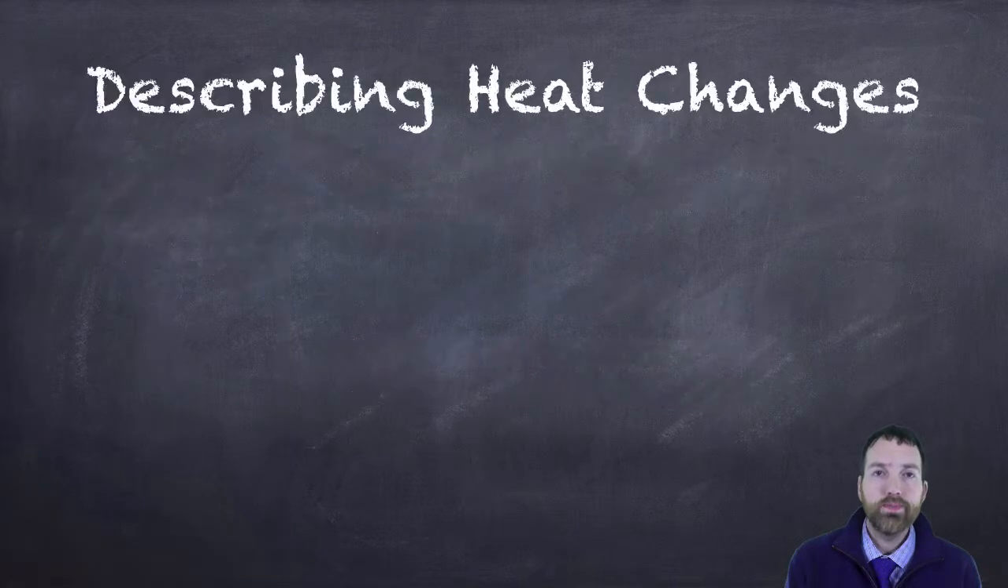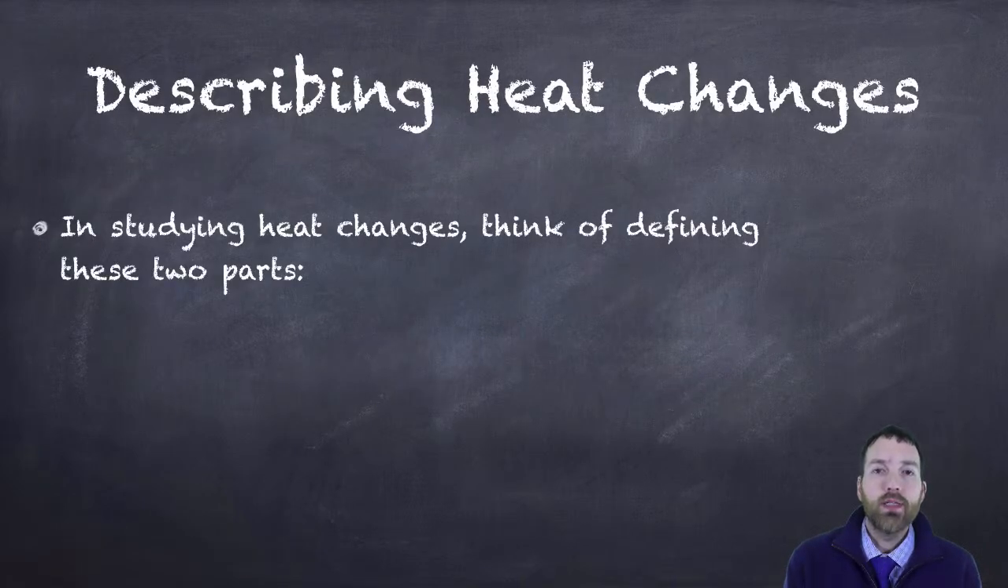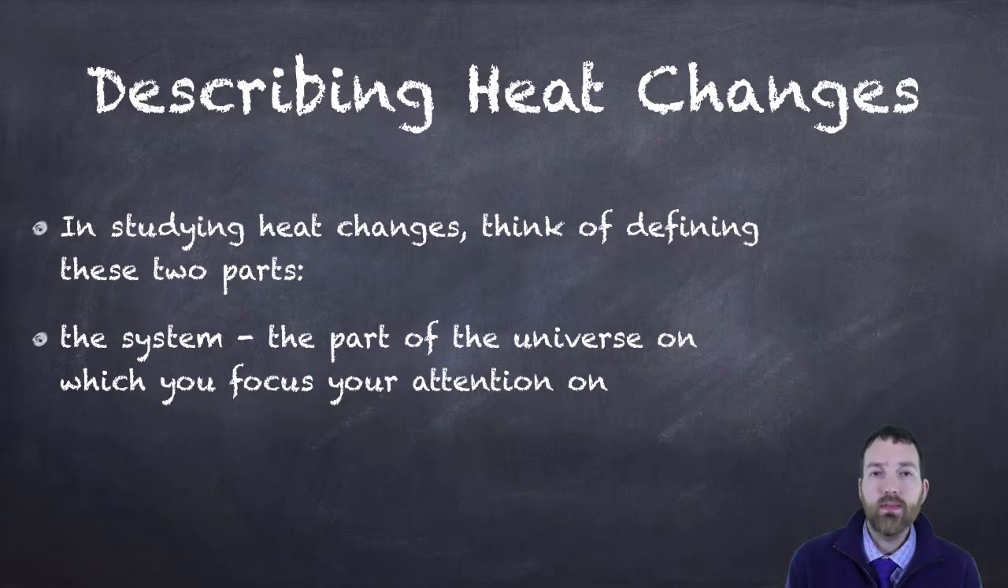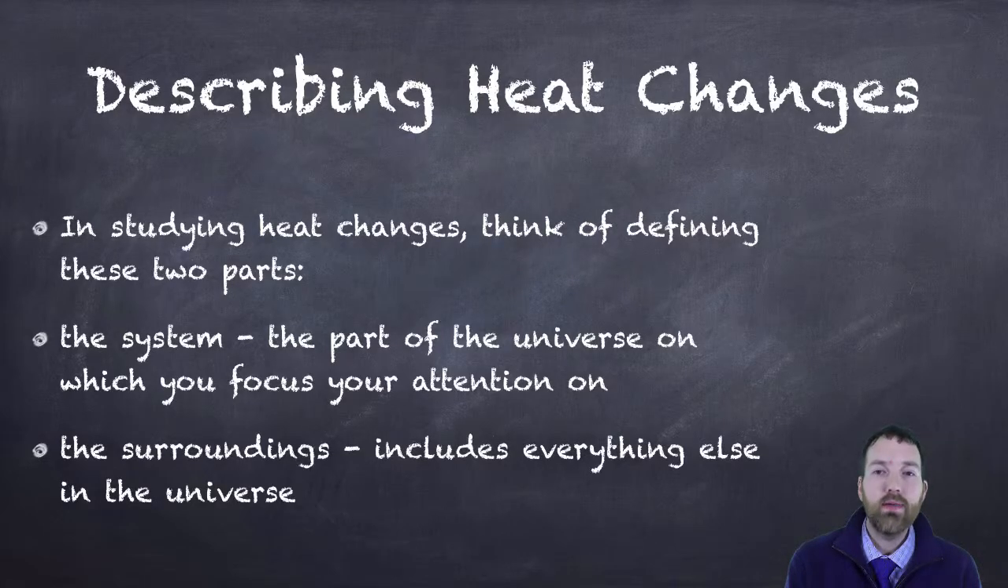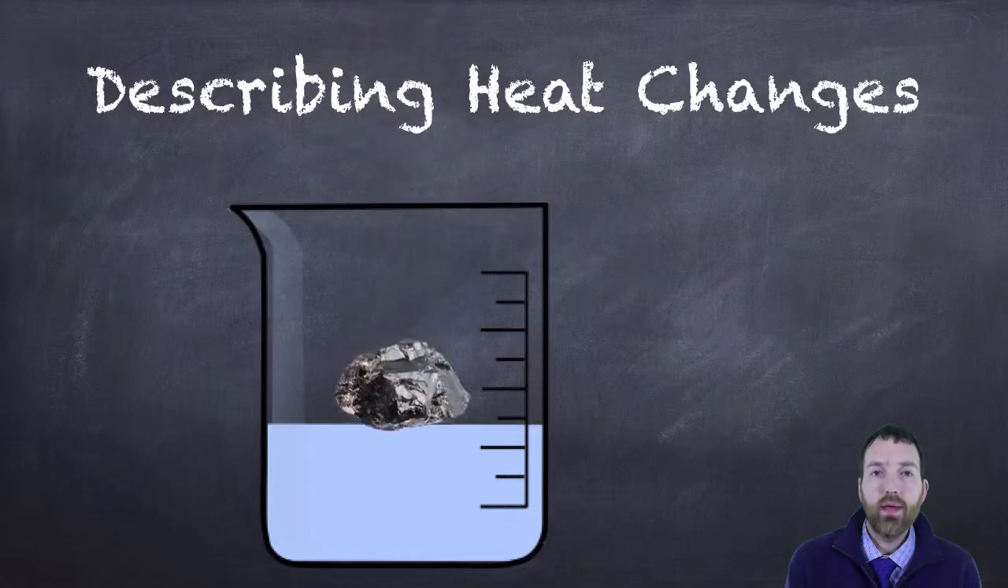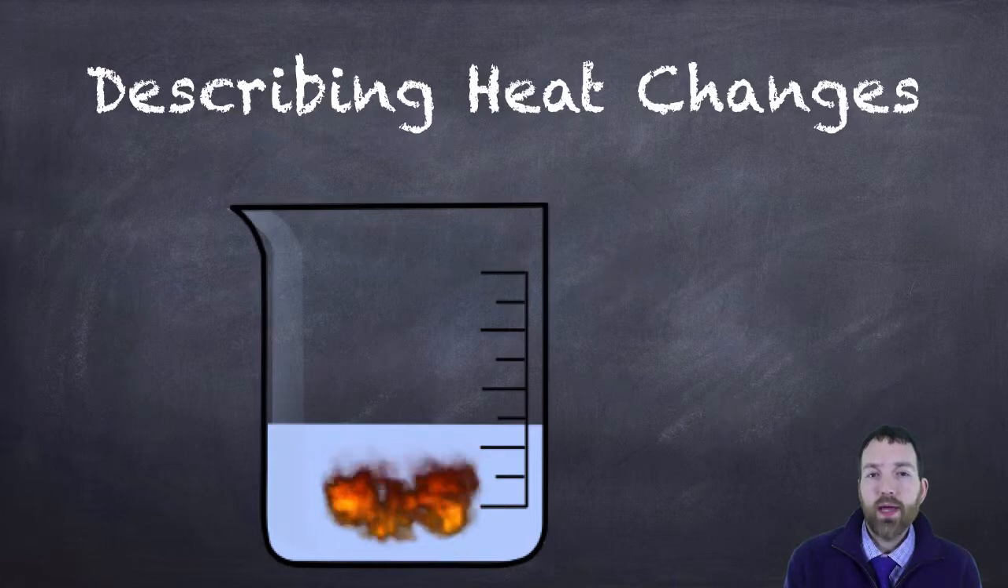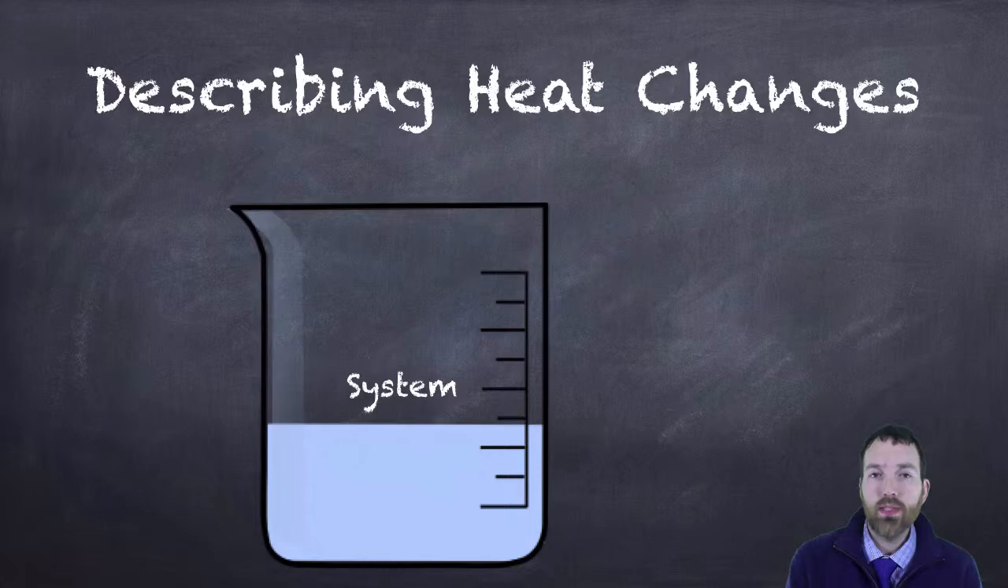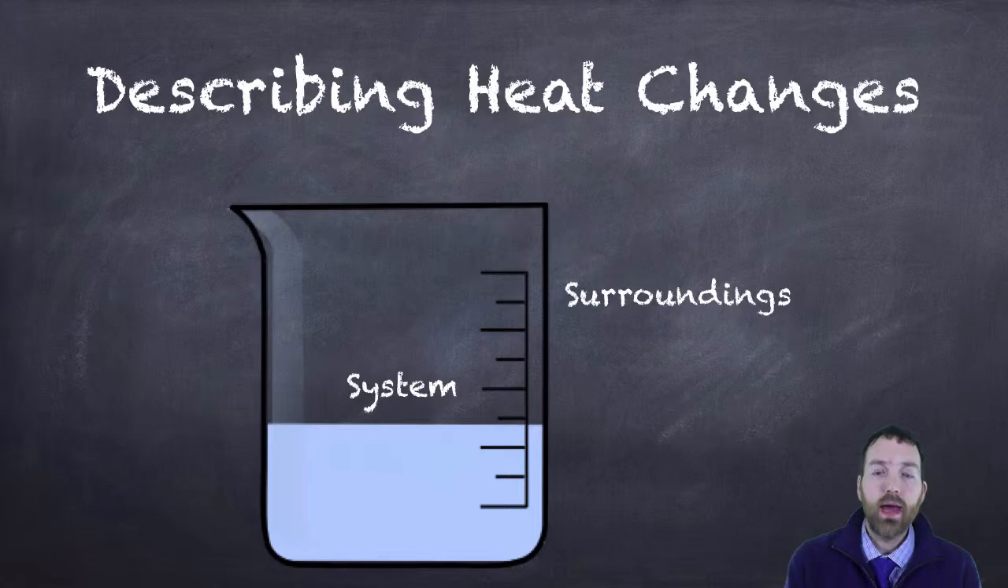and that's why the water gets colder. So in studying heat changes, think of defining these in two parts. You have the system, that's the part of the universe on which you focus your attention, and then you have the surroundings, that's everything else in the universe. In this little scenario, I have a beaker filled with a chemical, and I am going to put in a lump of metal. Now a chemical reaction is happening that's giving off a lot of heat. So in this case, the system, what we're focusing on, is the reaction happening in the beaker. The surroundings is everything outside of the beaker.